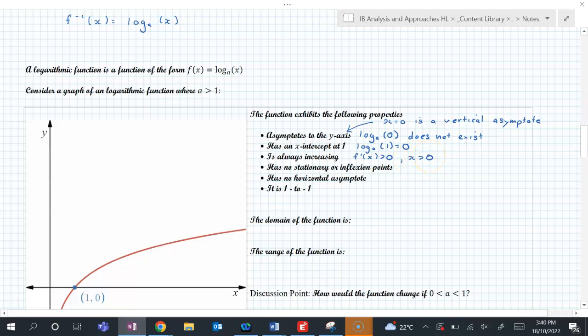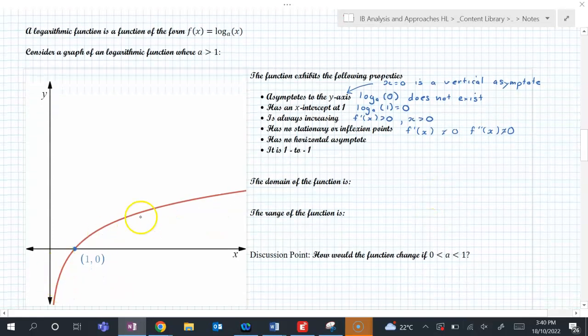It has no stationary or inflection points, which means that the derivative and second derivative aren't equal to 0 at any point. It doesn't have a horizontal asymptote. Because it goes up and it seems to flatten out very quickly, it can be easy to think it does have a horizontal asymptote, but there's no horizontal asymptote on a log function. And again, like the exponential function, it's one-to-one.